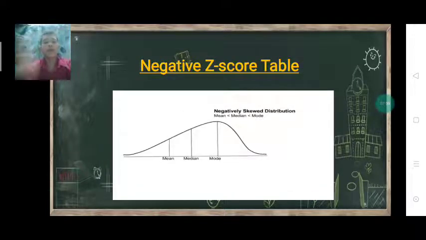Negative z-score. A negatively skewed distribution has a long tail on the left side, which means that there will be frequent small gains and few large losses. Here the mean is less than the median and the median is less than the mode. The extreme values affect the mean the most, which is pulled to the left.